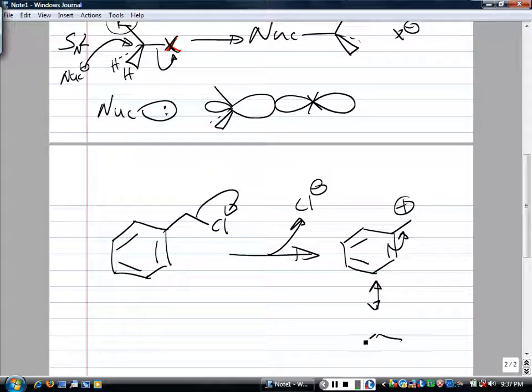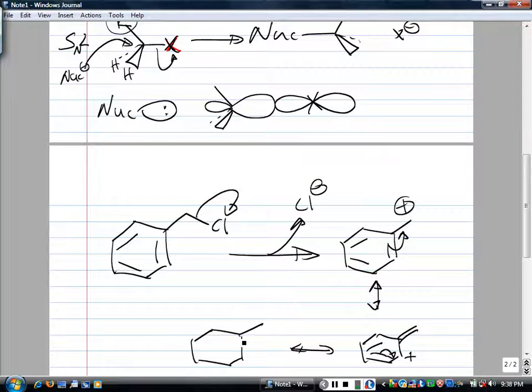I'm only going to draw 2 resonance forms. You guys, I'm sure, can draw the others. I'll get this species, and then I can move this electron pair in here, and get this one, and so on and so on. So resonance is a very potent stabilizing feature. And so what you end up with is a resonance stabilized carbocation.